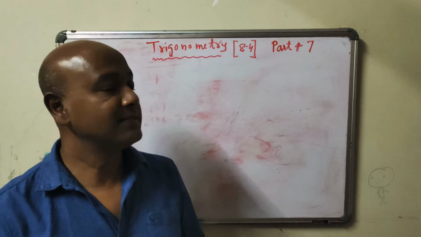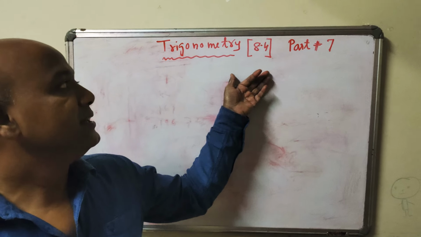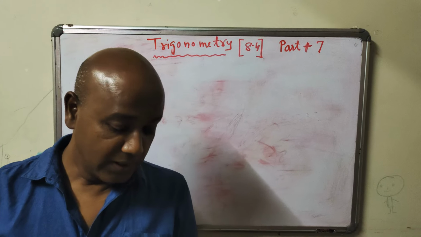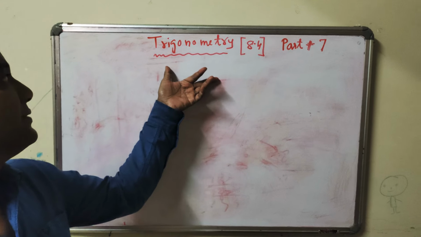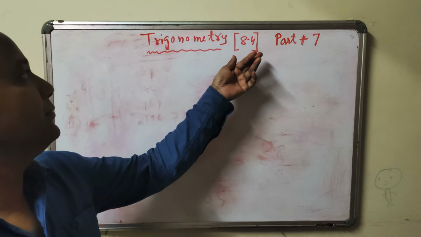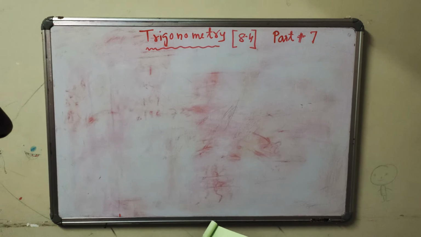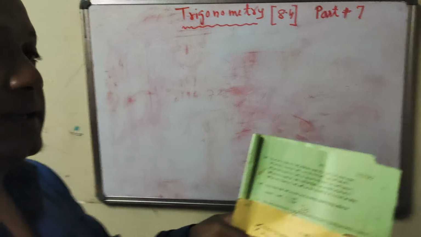Yesterday, I did certain sums from 8.3 in part 6 of my video. Today, I am going to do certain sums from trigonometry from chapter 8.4. Here you can see from 8.4, there are two types of sums.